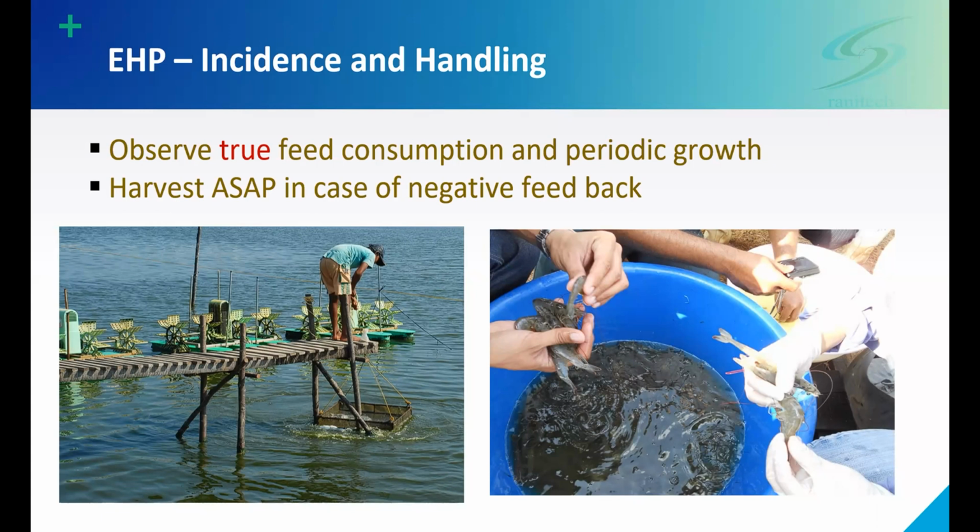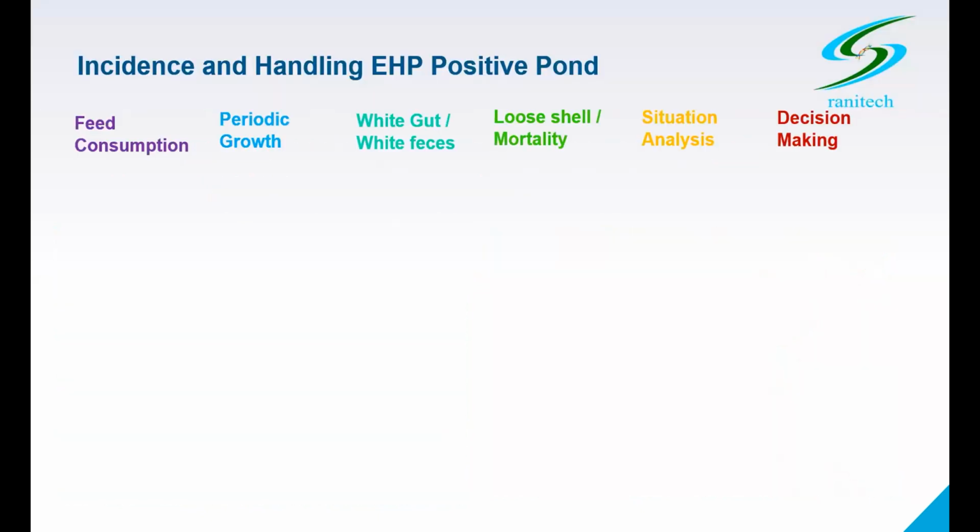So I am going to present the most important slide for me today. I have 6 parameters highlighted here. The first parameter is feed consumption. Once you have EHP infection in your pond, we have to consider 6 major factors for how we are going to handle it further. The first is feed consumption, the second is periodic growth, like weekly growth, and the third is white feces, white gut, loose shell, mortality, and then we have to analyze the situation to make a decision.